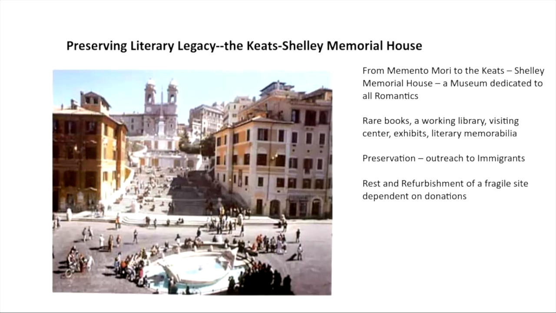In week 2, we move from these memento mori, these Roman sites, to the Keats-Shelley House, a place that is dedicated to the Romantic poets and is the space where John Keats spent his remaining months in Rome. Students entering the site go into the same room where Keats spent the last months of his life. They're able to see memorabilia, including locks of his hair, and the site remains a working library.